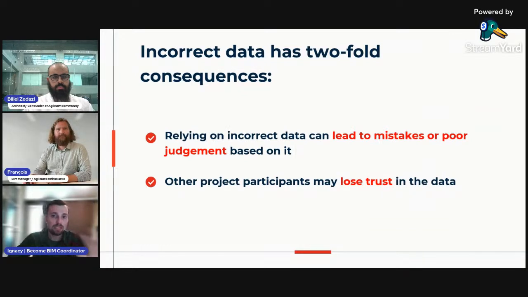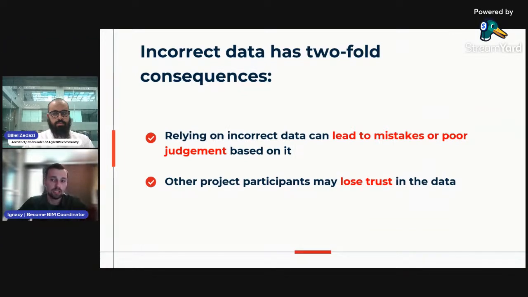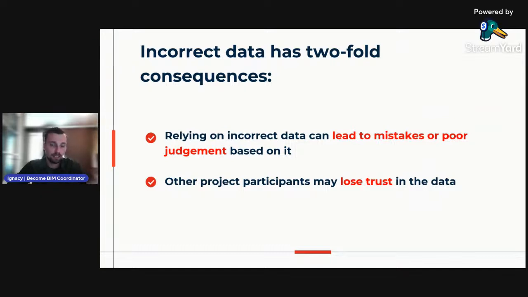So let's imagine that somebody receives incorrect data in the project. Getting incorrect data can actually have two consequences. The first: if a person relied on the wrong data, they may make a mistake, or let's say a poor judgment because of it. And this could result in design mistakes that require a time-consuming redesign, or an incorrect quantity survey, leading, for example, to an incomplete order.